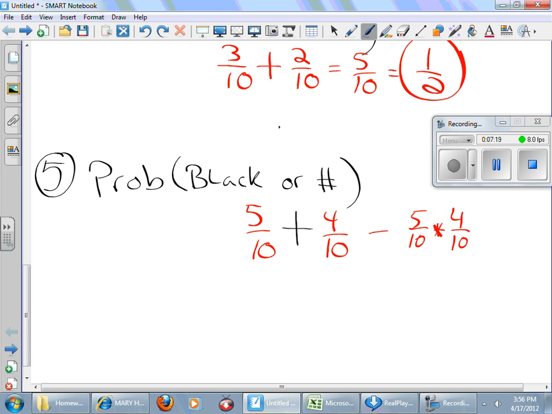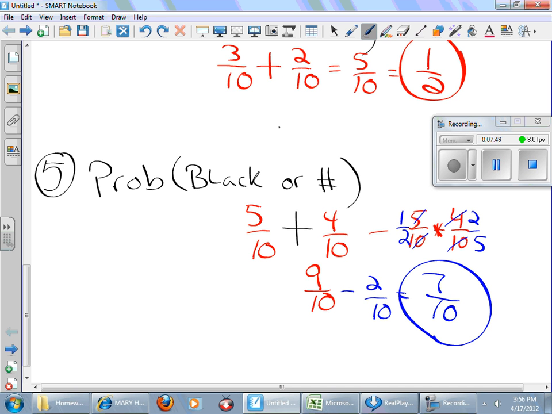So 5/10 plus 4/10 is 9/10. Over here, I'm going to go ahead and simplify that to 1/2. I'm going to simplify this 4/10 into 2/5. And I could simplify further, but I'm going to cheat and not simplify. I'm cheating because I know I'm going to get a common denominator. 1 times 2 is 2. 2 times 5 is 10. And that'll equal 7/10. And there you go.